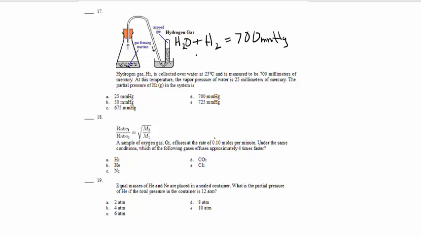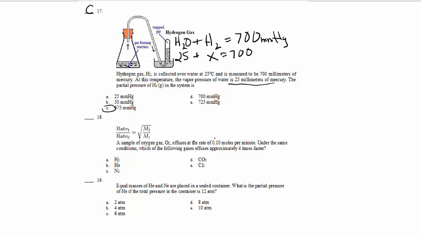as we can see this. So since it's telling us that this number is 25 millimeters of mercury for the water, that must mean 25 plus X is equal to 700. So we can see that the answer is C, 675.